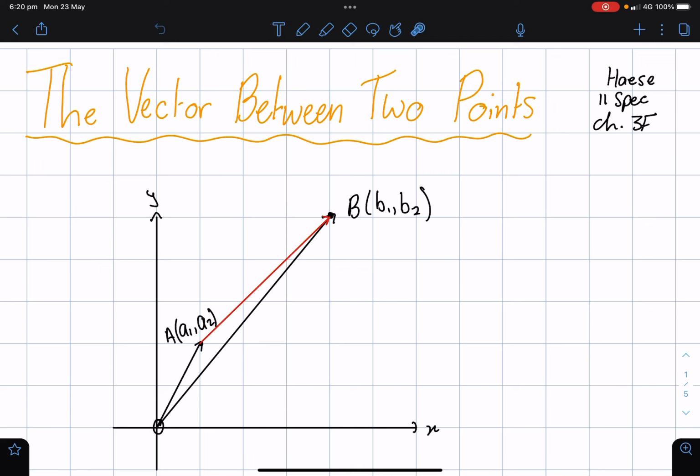So today we are continuing on with our vector work. We've started looking at some operations with vectors, so vector addition, vector subtraction, scalar multiplication, all right? Now we're going to look at the vector between 2 points.